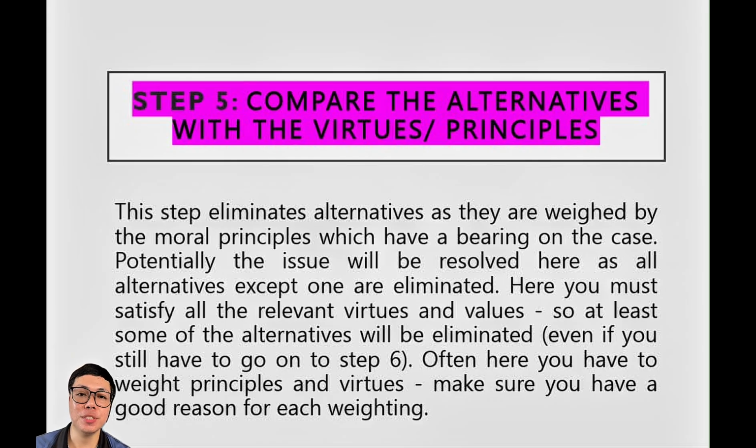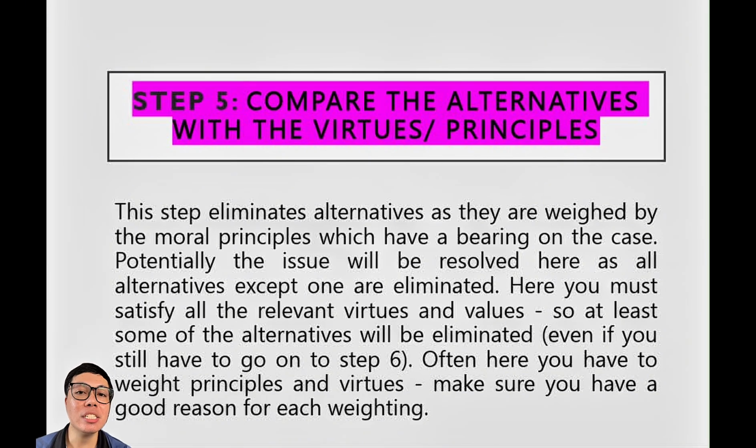Now let's proceed to the next step, which is step 5. Compare the alternatives with virtues or principles. So this step eliminates alternatives as they are weighed by the moral principles which have a bearing on the case. Potentially, the issue will be resolved here as all the alternatives except one are eliminated.